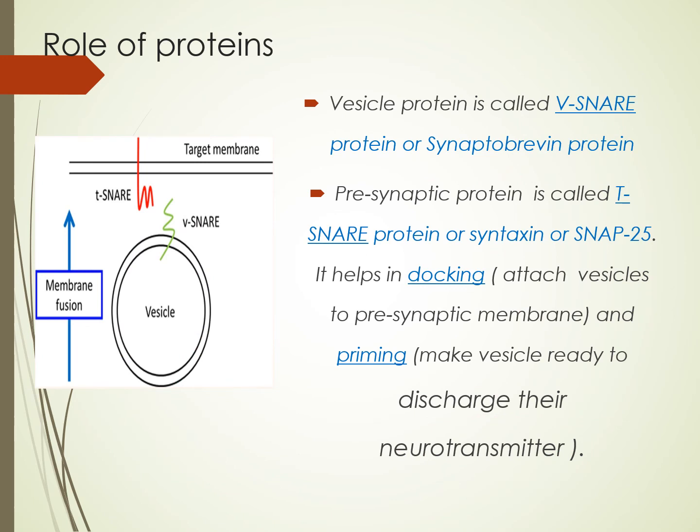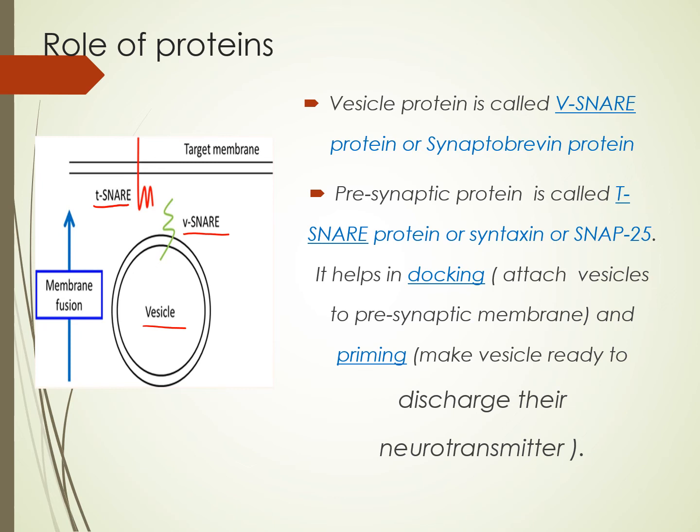Here is the role of proteins. There are basically two types of proteins we can see. The vesicle protein is called the v-SNARE protein. It is also named synaptobrevin protein. See, over here the vesicles are mentioned and along with them the v-SNARE protein is there. In the presynaptic membrane, the protein is called the t-SNARE protein. This is the presynaptic membrane, and over here the t-SNARE protein exists. It is also named syntaxin or SNAP25.